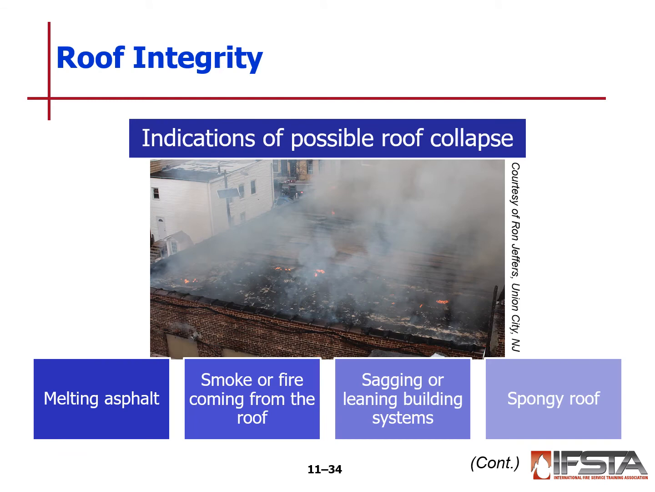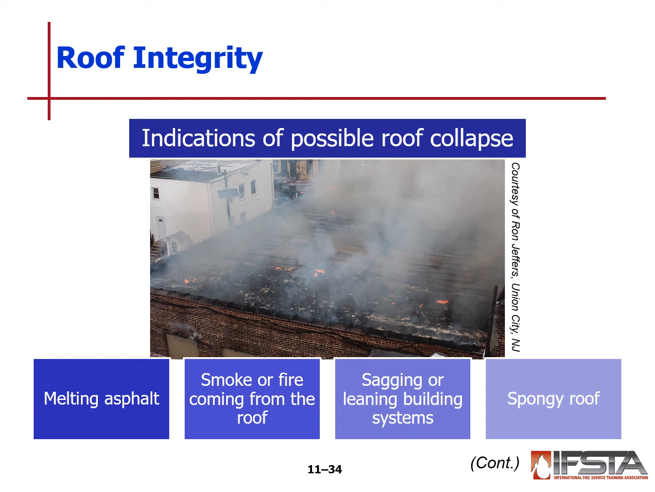Indications of possible roof collapse: melting asphalt on flat roofs and even peaked roofs. When you see the shingles are melting, smoke or fire coming from the roof itself, or any sagging or leaning of the building systems. If you look across the roof and you see sagging, this could be a set up for collapse. And any sponginess.